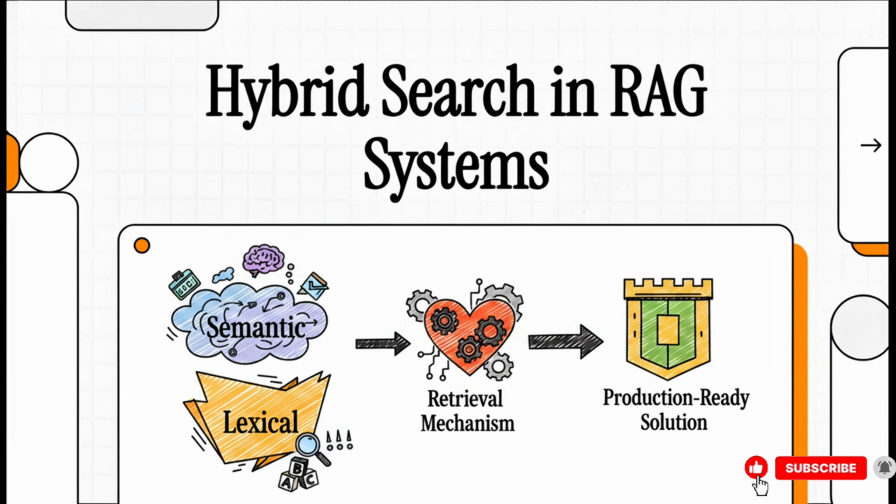All right, let's jump straight into this explainer. If you're building Retrieval-Augmented Generation, or RAG systems, you already know the retrieval mechanism is literally the beating heart of the whole operation. Today, we're taking things up a notch. We're going to look at a pretty brilliant architectural strategy to take your system from a basic prototype to a rock-solid production-ready solution by combining semantic and lexical search.